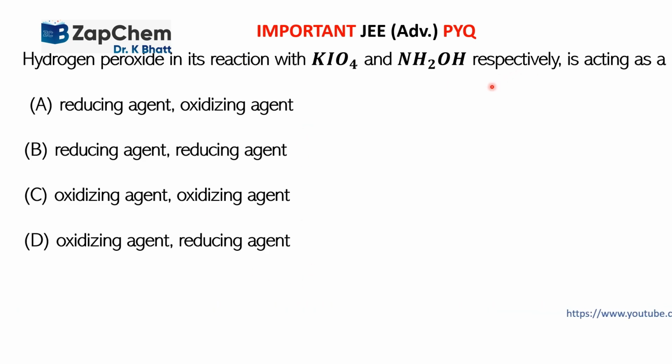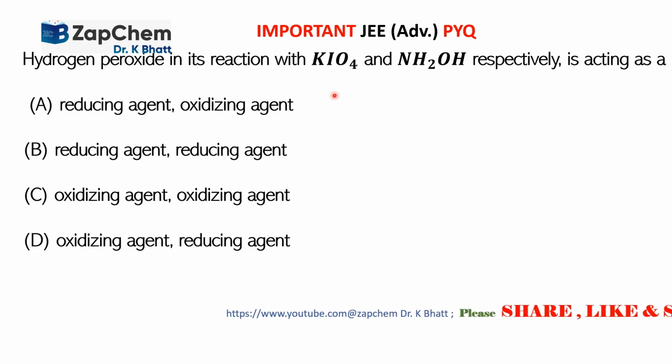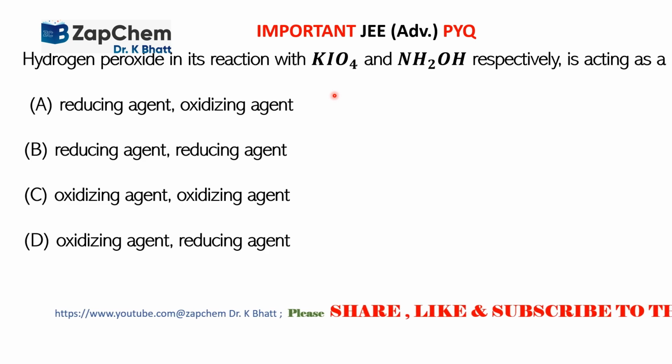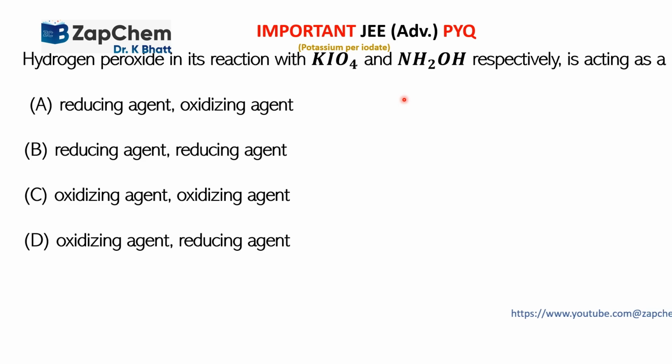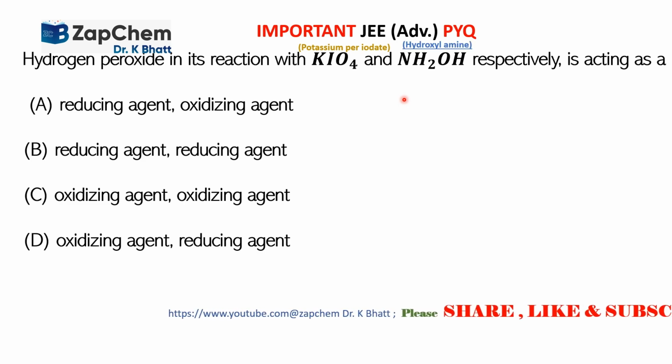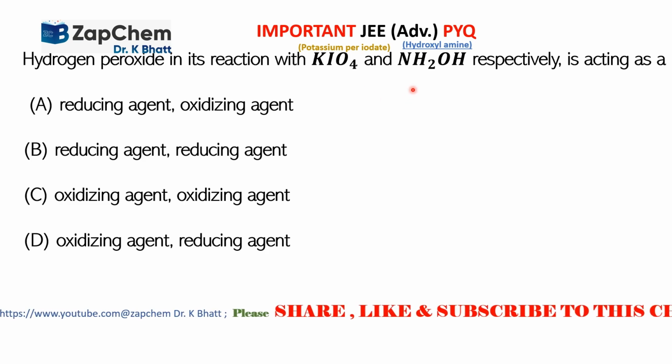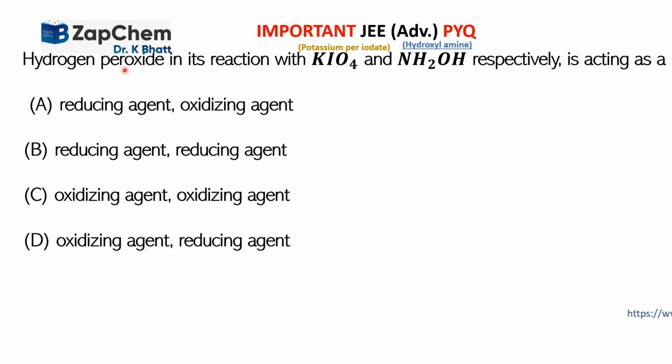And now, what is most important initially is to know what is KIO4. KIO4 is known as potassium periodate. And what is NH2OH? NH2OH is known as hydroxylamine. These are the two important compounds which are allowed to react with hydrogen peroxide.